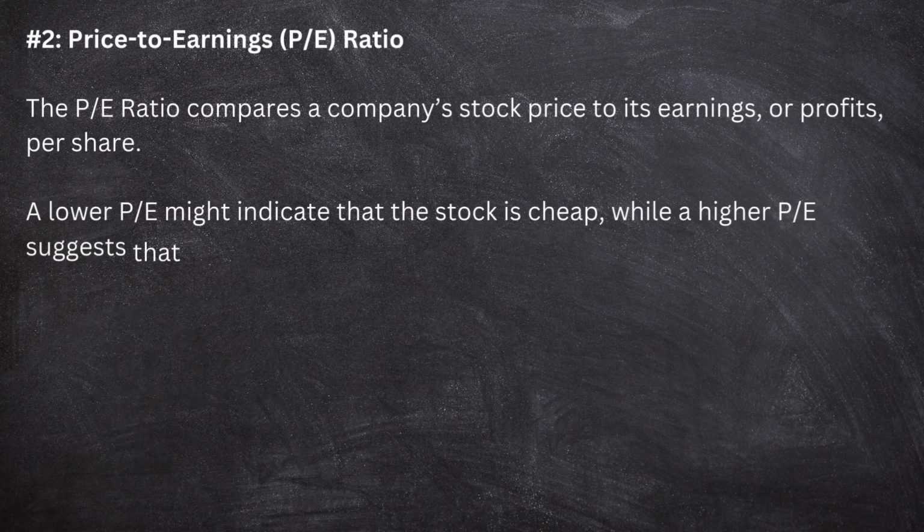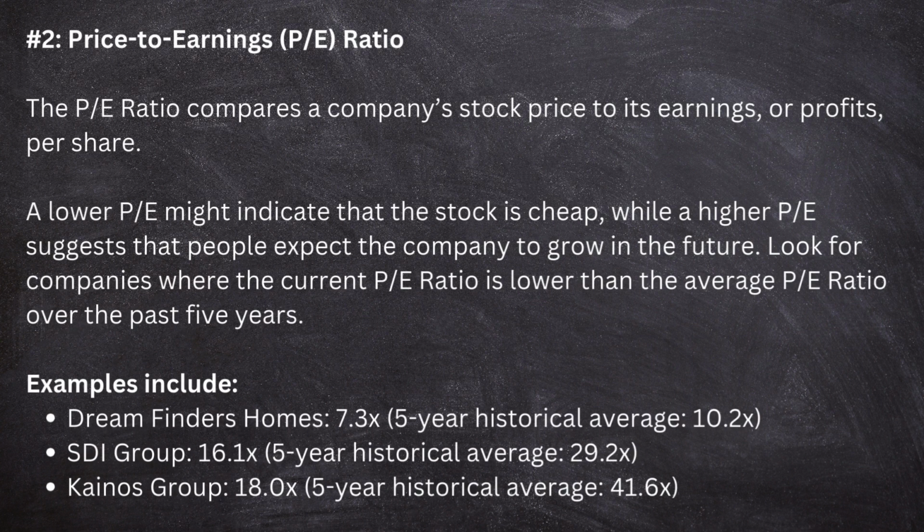Number 2, price to earnings, PE, ratio. The PE ratio compares a company's stock price to its earnings, or profits, per share. A lower PE might indicate that the stock is cheap, while a higher PE suggests that people expect the company to grow in the future. Look for companies where the current PE ratio is lower than the average PE ratio over the past 5 years. Examples include Dreamfinders Homes, 7.3x, 5-year historical average, 10.2x, SDI Group, 16.1x, 5-year historical average, 29.2x, Kainos Group, 18.0x, 5-year historical average, 41.6x.